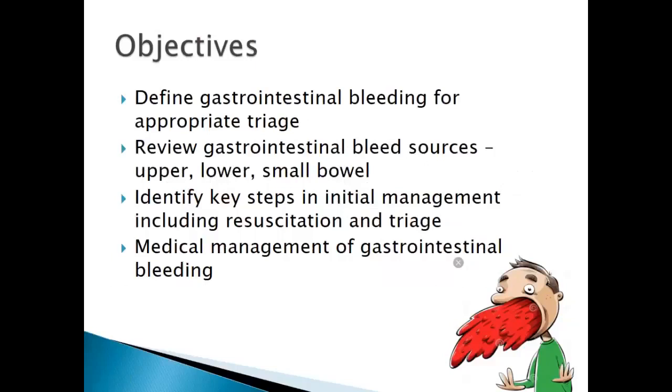So my objectives today are to define gastrointestinal bleeding for appropriate triage, review gastrointestinal bleeding sources, so for upper, lower, and small bowel sources, identify key steps in initial management, including resuscitation and, importantly, triage, and then we'll talk about medical management of gastrointestinal bleeding.